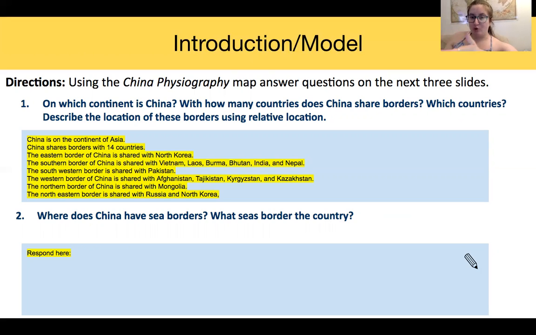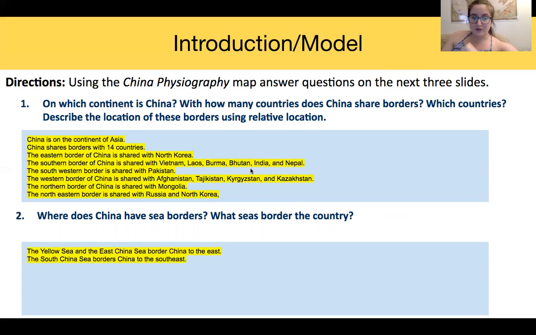Now, what about sea borders? Where does China have sea borders? What seas border the country? Well, the Yellow Sea and the East China Sea border China to the east, and the South China Sea borders China to the southeast.